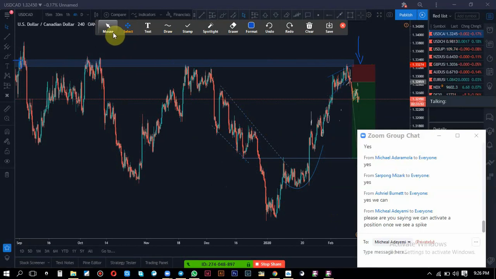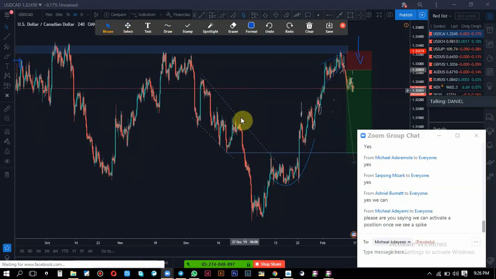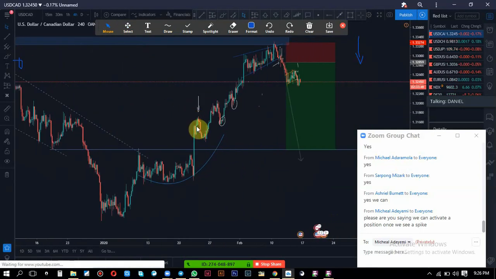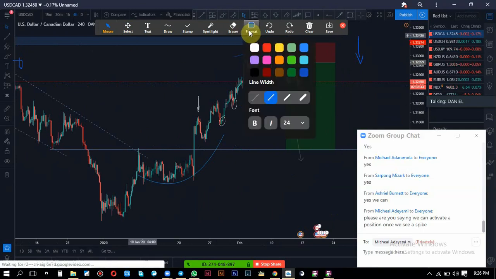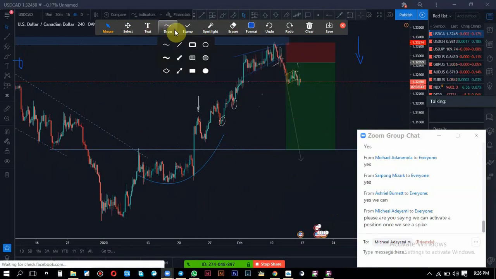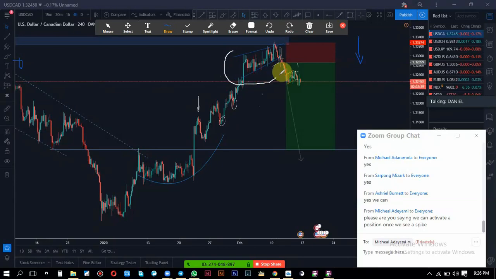So now what happened here, guys? What motivated me to wait for a signal here? It is this phase of the market. It is this phase.